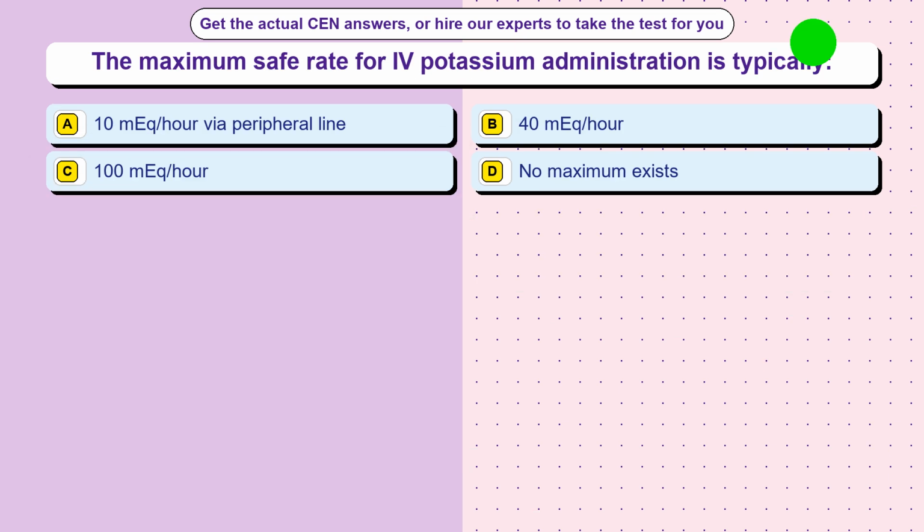Question 73. The maximum safe rate for IV potassium administration is typically: Option A, 10 milliequivalents/hour via peripheral line. Option B, 40 milliequivalents/hour. Option C, 100 milliequivalents/hour. Option D, no maximum exists.